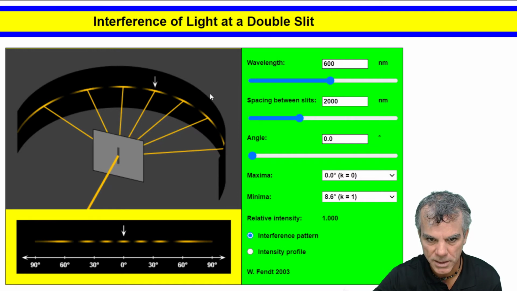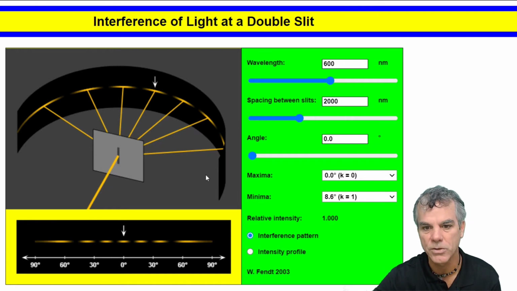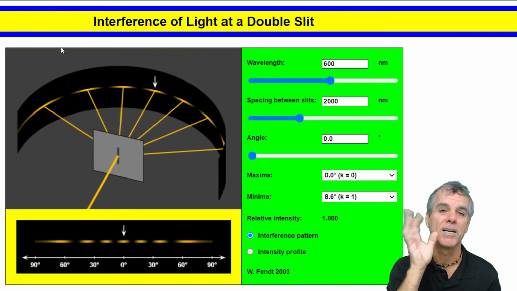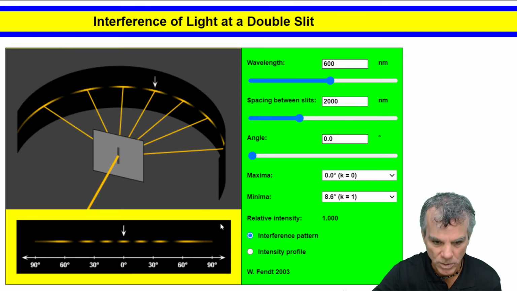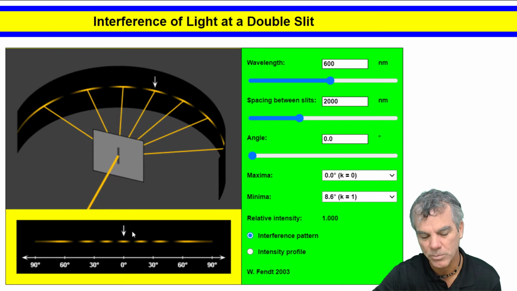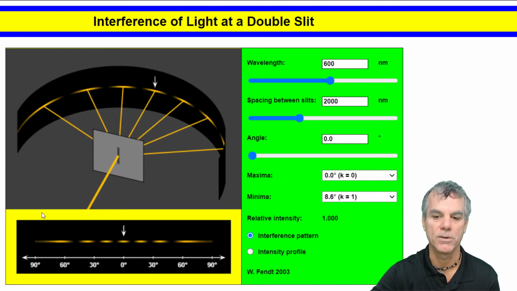A couple of things about this simulation. One, as you can see, it's showing a curved screen. Generally, we're not going to have a curved screen when we're doing this in the lab or in a classroom. What we'll have is a flat screen that we're projecting the interference pattern on.